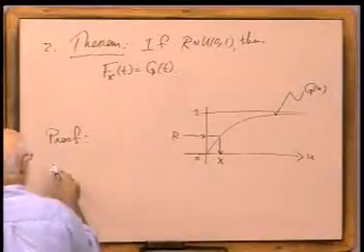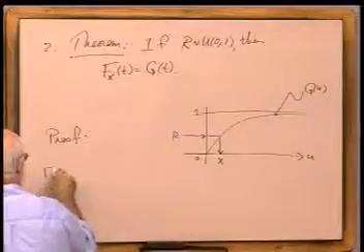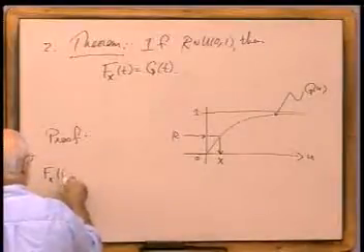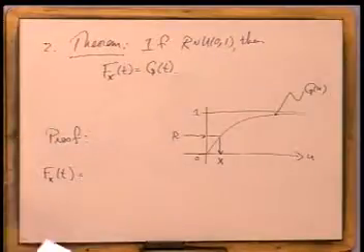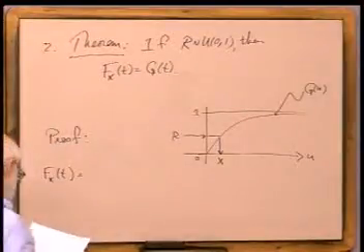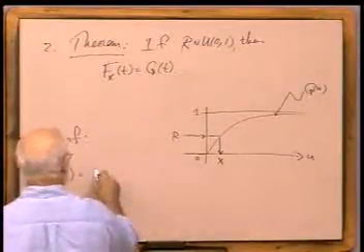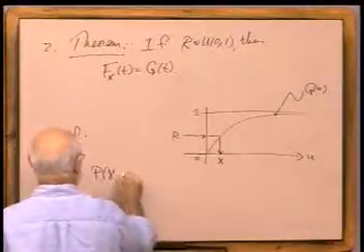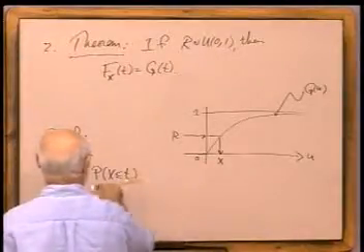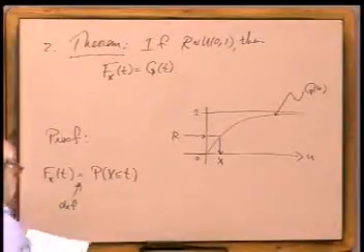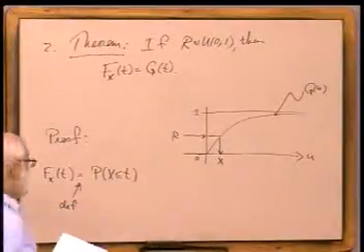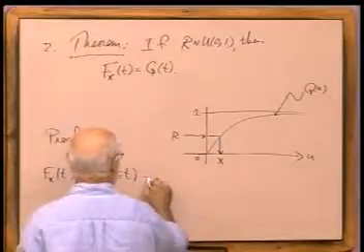The proof says that we want to find the distribution function of x. That's the question. If I follow this algorithm, what's the distribution function of x? Now, by definition, that's the same thing as the probability that x is less than or equal to t. So this is definition. That's what distribution function means. But what is that? Well, now we can go from the graph.